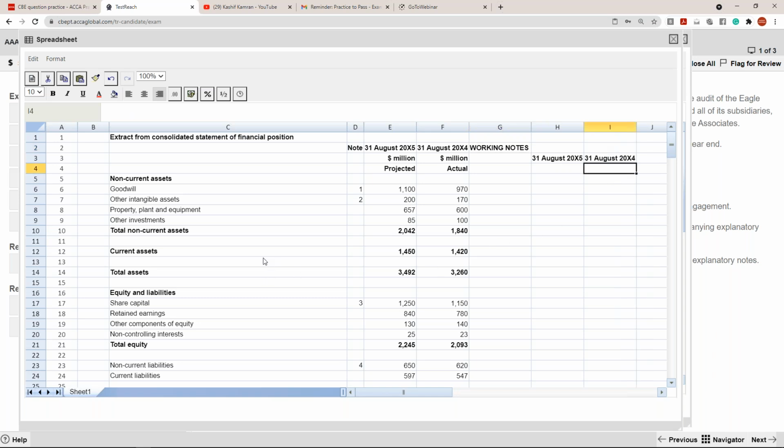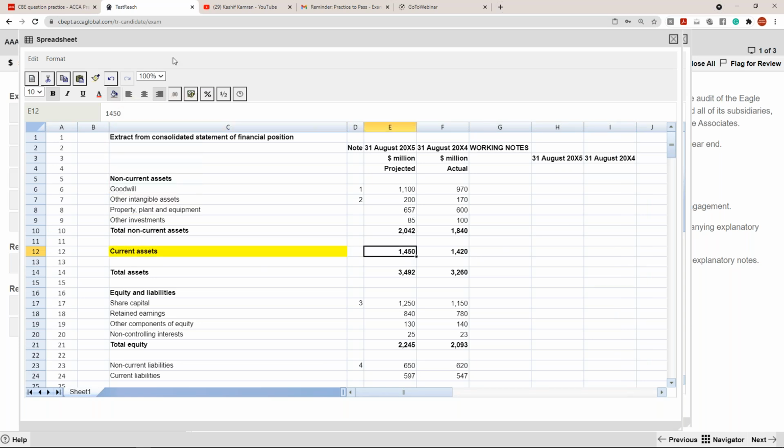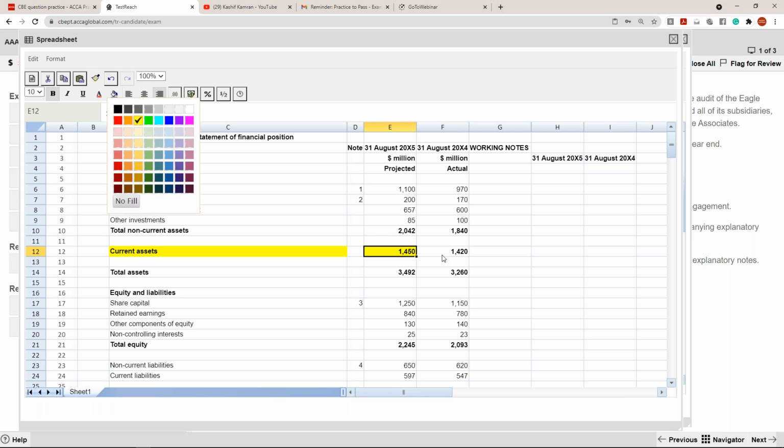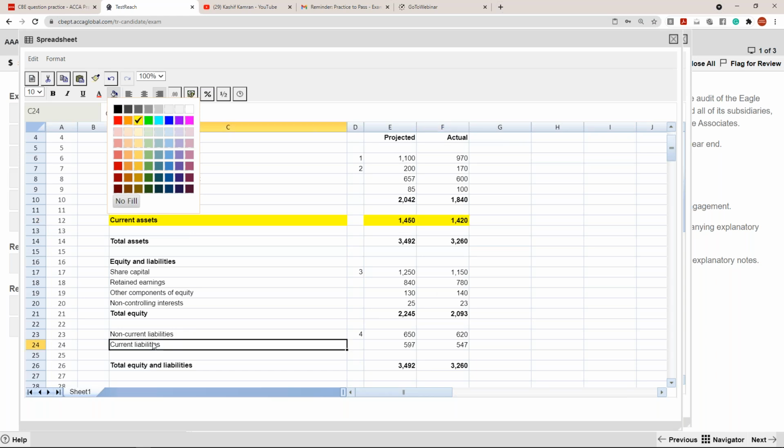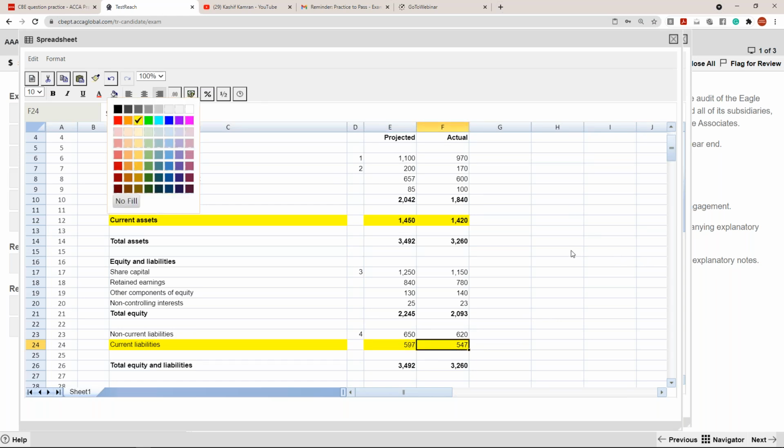Now I need to work on a current ratio. Can you see the current assets given here? I can do the yellow color, yellow, current assets for the current year and current assets for the last year, right? And can you see the current liabilities here? The current liabilities for the current year and the current liabilities for the last year, right? Now, can I work on the current ratio?